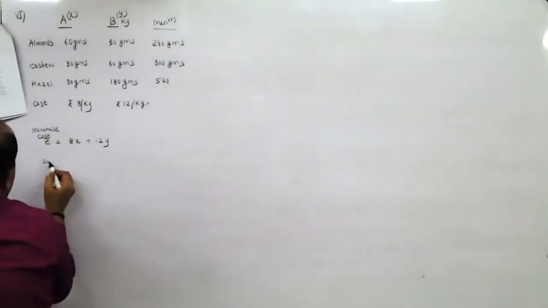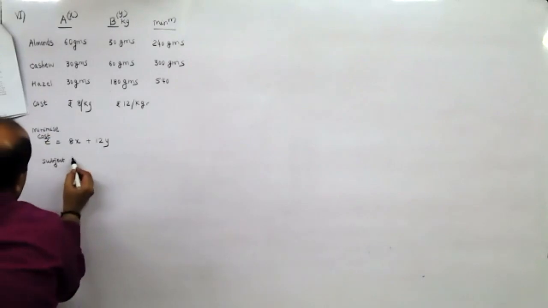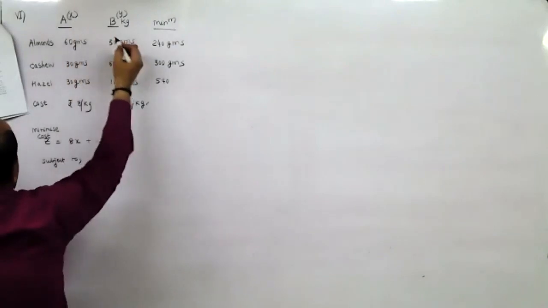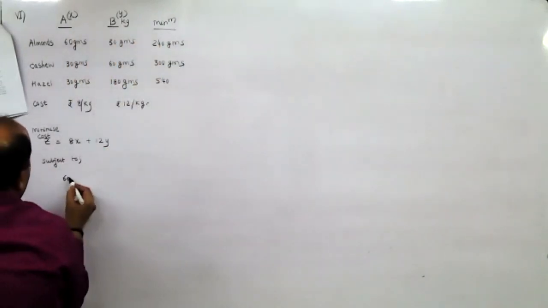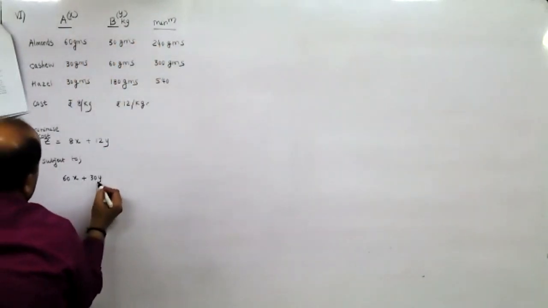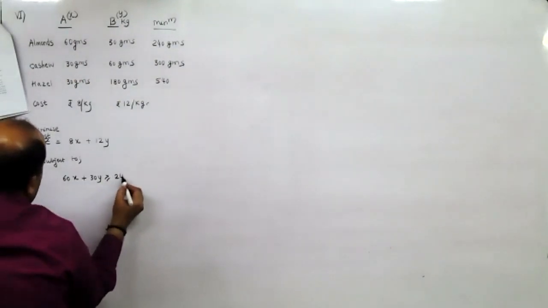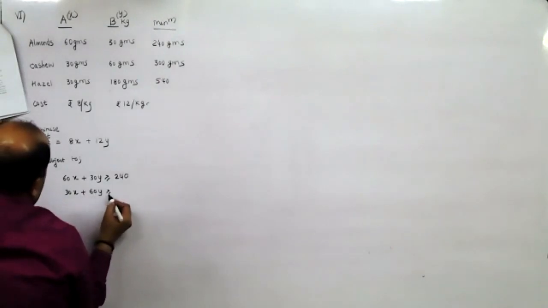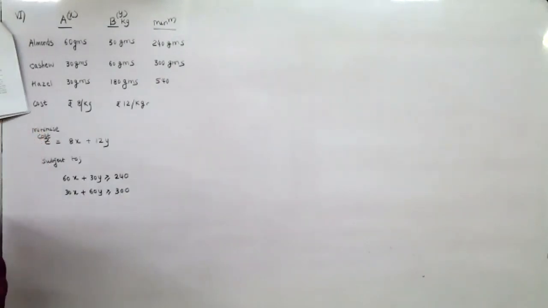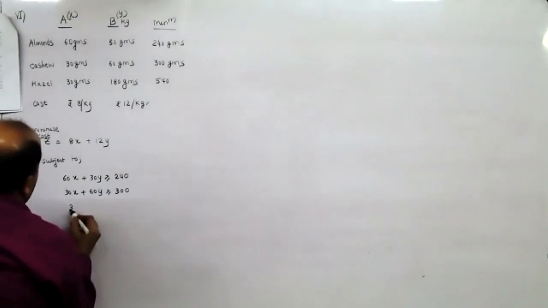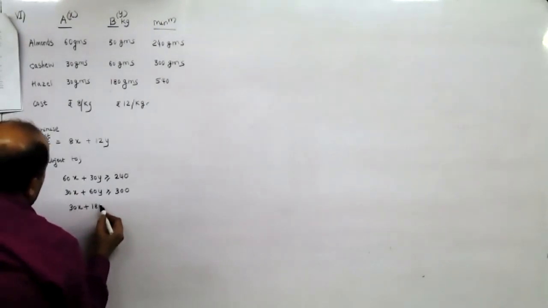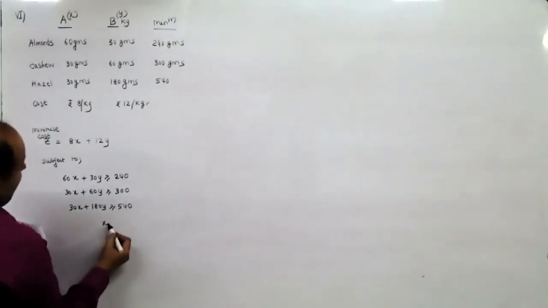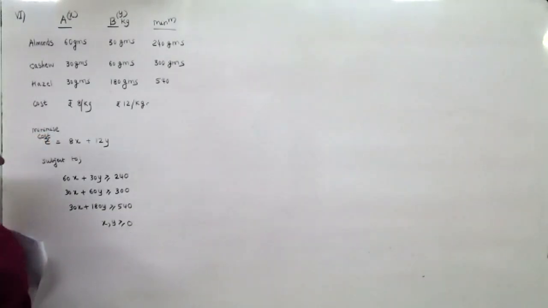Now, the constraints are: first one, 60 into X plus 30 into Y should be minimum, it is the opposite, so greater than equal to 240. 30 into X plus 60 into Y should be greater than equal to 300. Then 30 into X plus 180 into Y should be greater than equal to 540. And X and Y should be greater than equal to 0.